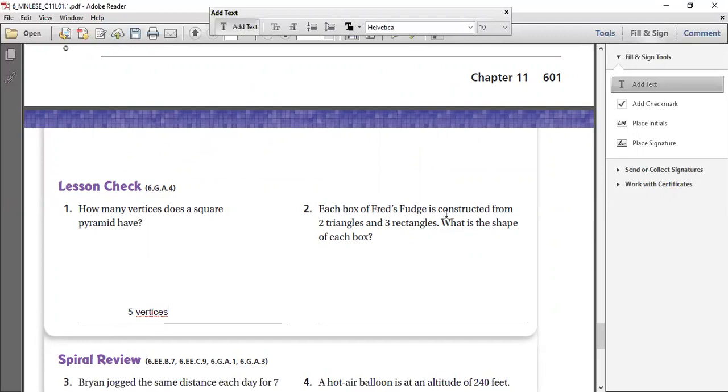Number 2, each box of Fred's fudge is constructed from 2 triangles and 3 rectangles. Now, which shape is having 2 triangles and 3 rectangles? Any idea? It is 2 triangles. So that means you have to know that the bases are 2 triangles, right? And 3 rectangles. So for this question, you can write it as a triangular prism because the bases are triangles. I think the perfect answer for this is triangular prism.